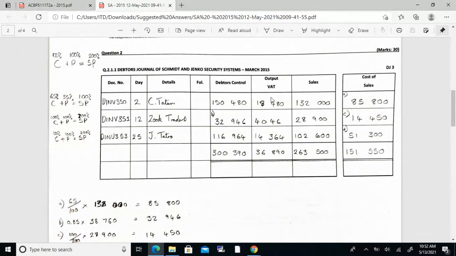Then we know this was a sale of trading inventory, so there's output VAT that we owe. We calculate that. Obviously here again, guys, I was calculating on 14%, so your amount should be slightly higher than this 18,000. The difference between that and output VAT and the debtors control is how we came up with the sales amount. We then use the sales amount to calculate our cost of sales.